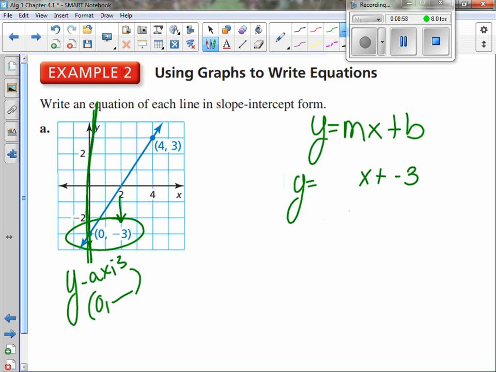The value of x at the y-intercept will always be 0. So if I have a point 0, negative 3, the y-intercept is that negative 3. And we can call it 0, b. Yes, sir? How did you do x plus? So for this here, the y-intercept, the value of b would be that negative 3. So it is the y-intercept.